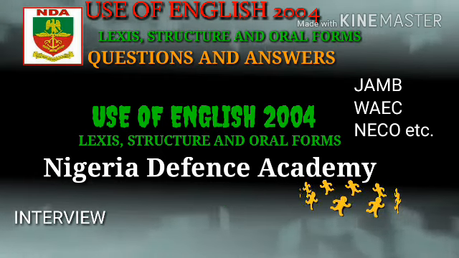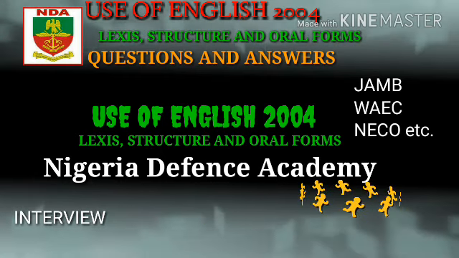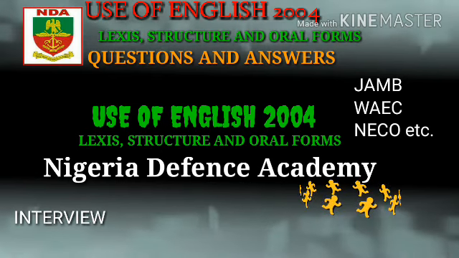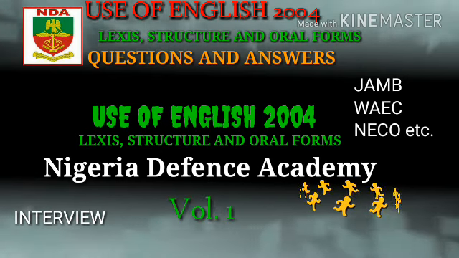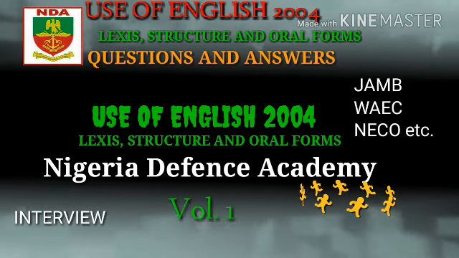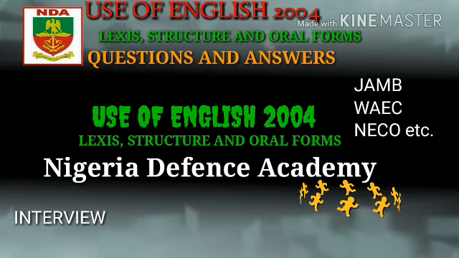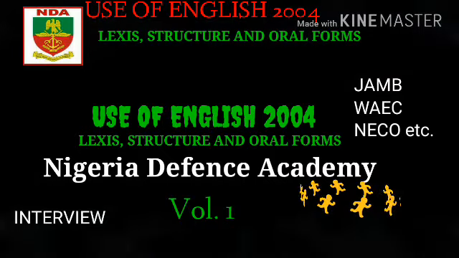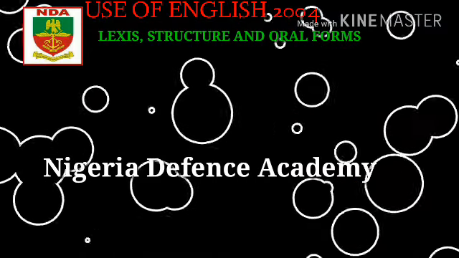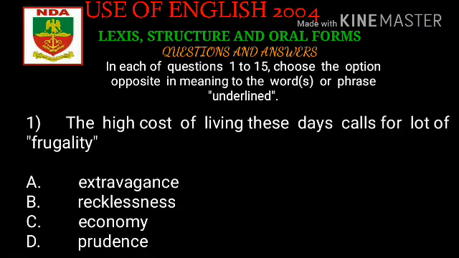Now, this is lexis and structure and oral forms of English. You have been given the instruction on this lesson. You are asked to choose the word opposite in meaning to the underlined word or phrase. Now let's get started. Let's start from number one.